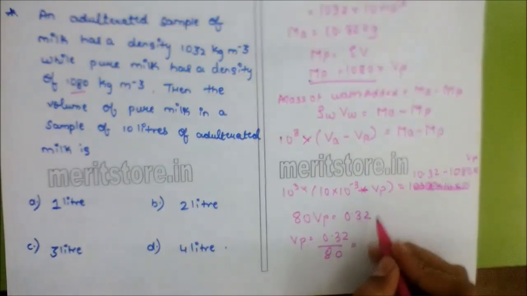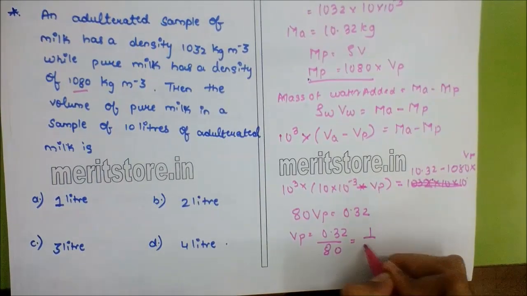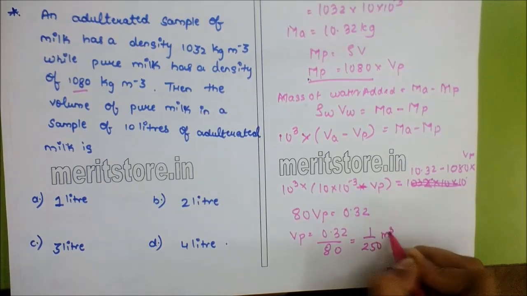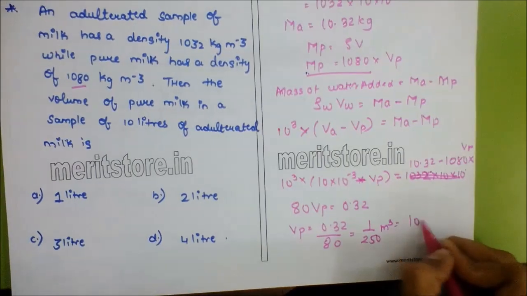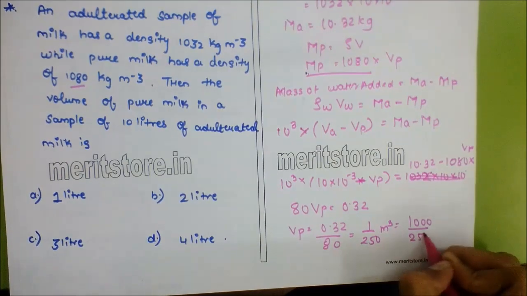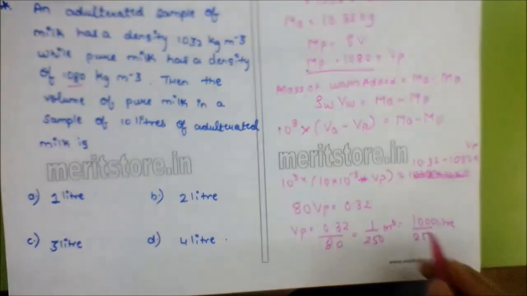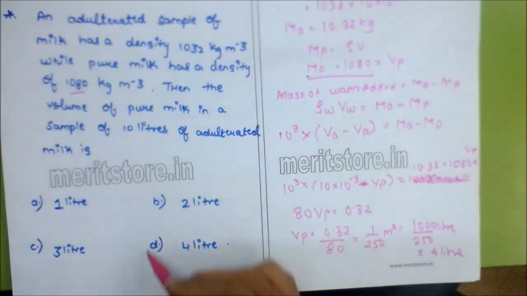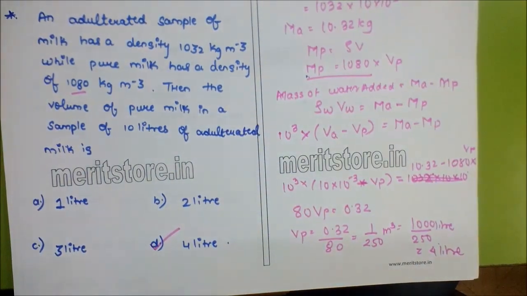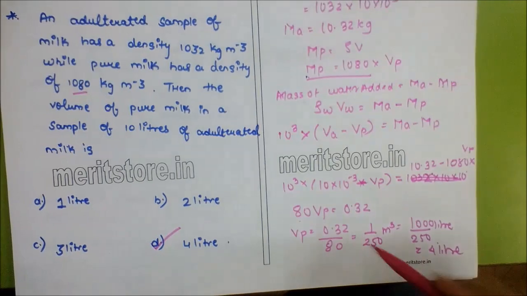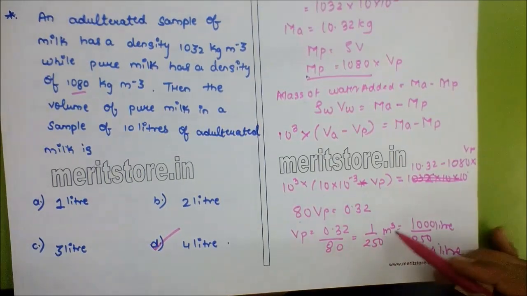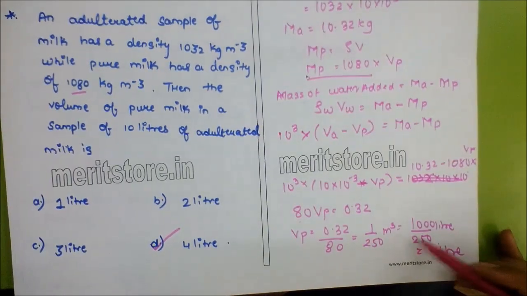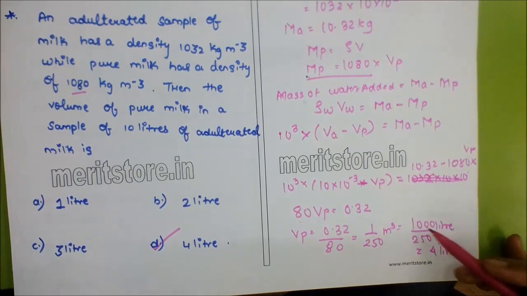So that gives you 1 upon 250 meter cube. So that is the conversion. After converting this by 250, we get how much liter? That is 4 liters. Okay, so the answer is D, that is 4 liters. So that is it. We have just found the ratio, which comes out to be 1 upon 250 meter cube, and after converting that meter cube into liters, that is dividing by 1000, we get it to be 4 liters.